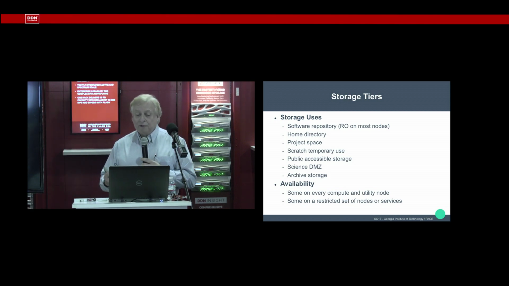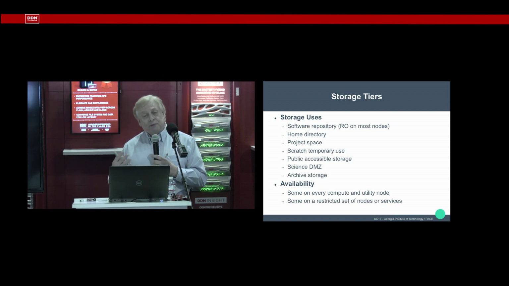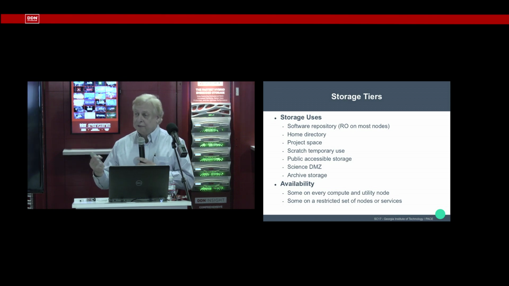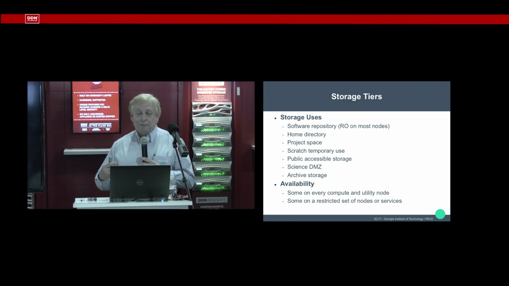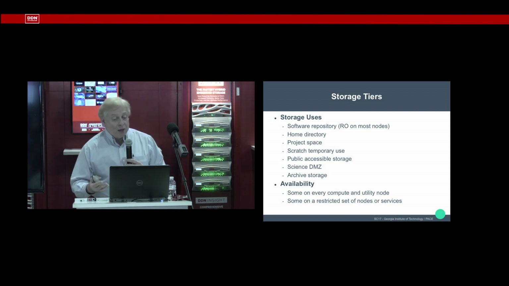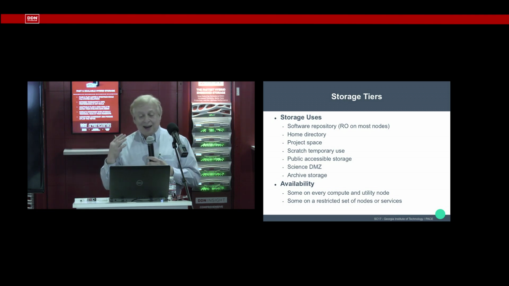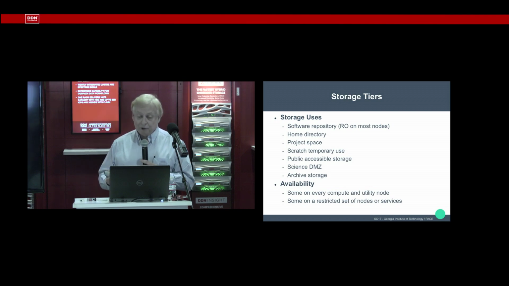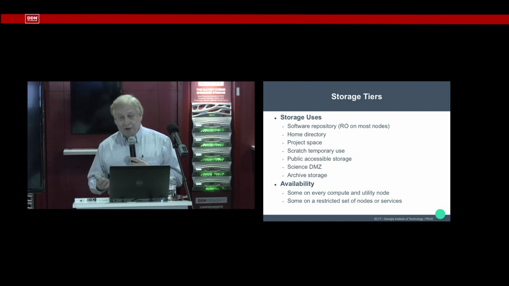And we have to have a little bit of archive storage as well. The archive storage is something that's going to last for some period of time, and generally it's out there for some sort of backup perhaps, or it may simply be that you need to keep that for some long period of time. Some of that storage, but not all, has to be available on every compute node and every utility node.